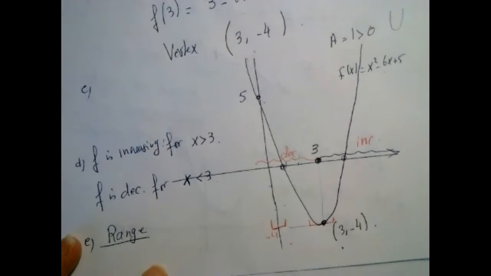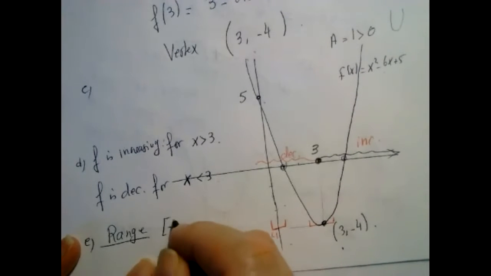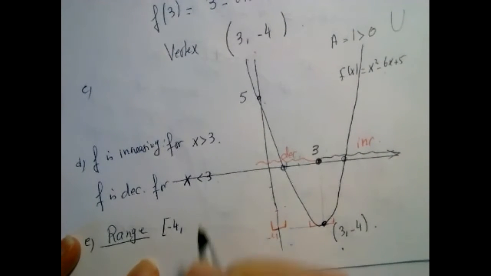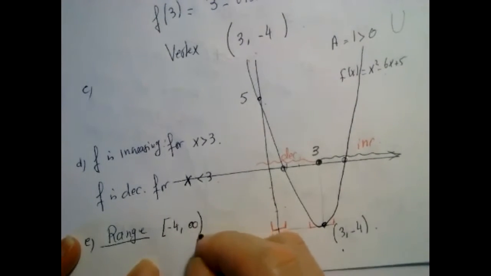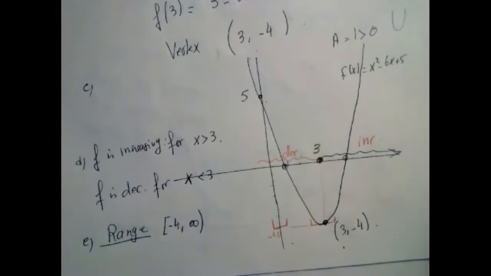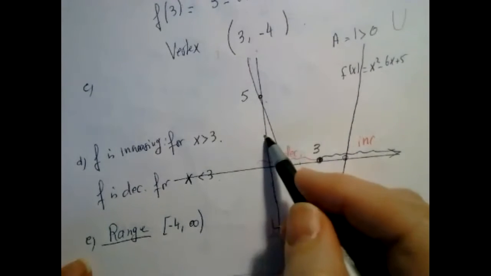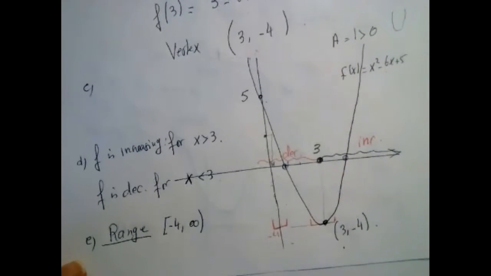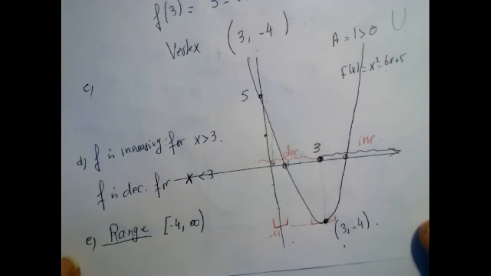So the range, all the output values, is minus 4 all the way to infinity. All the output values, not 1, not 2, every output value. So every value here that comes from somewhere, these are the range.